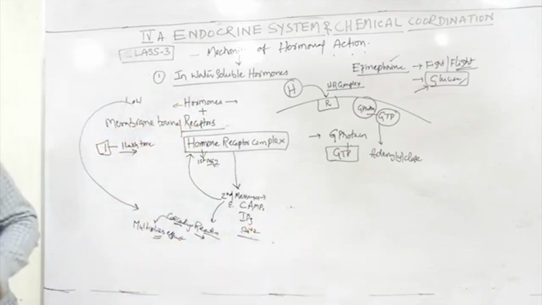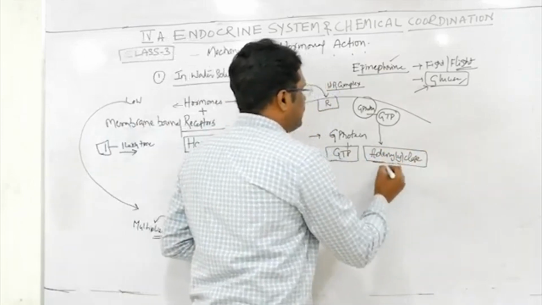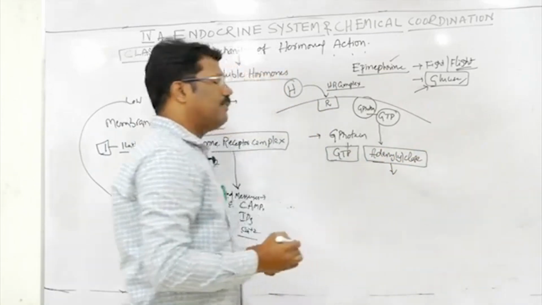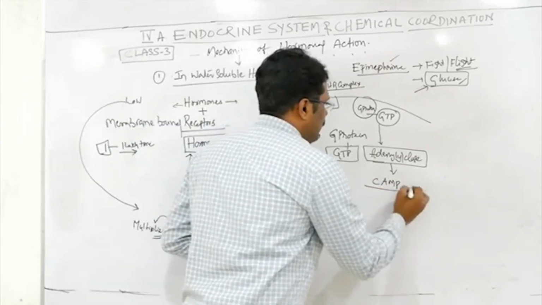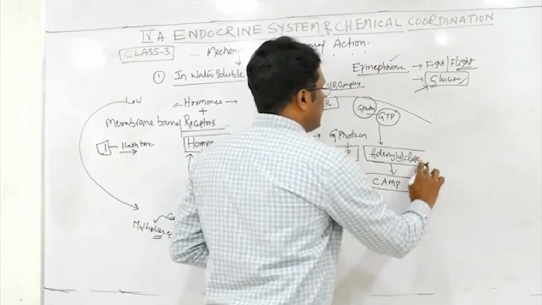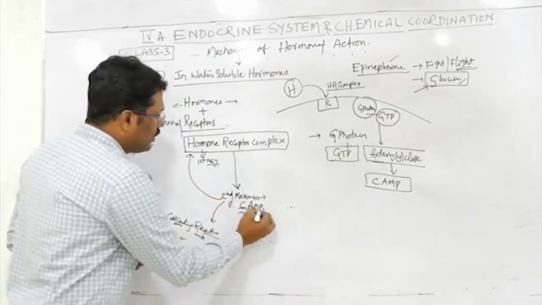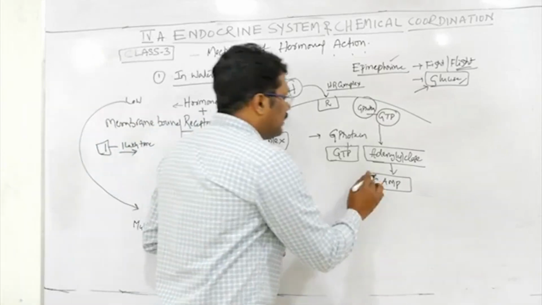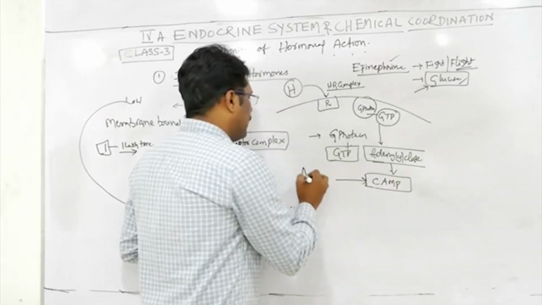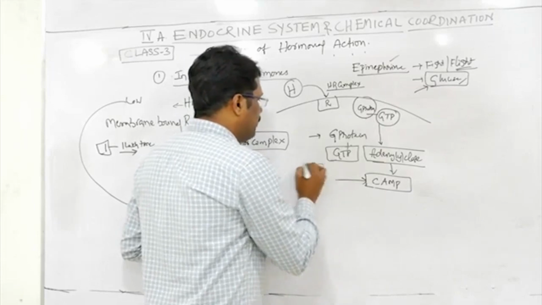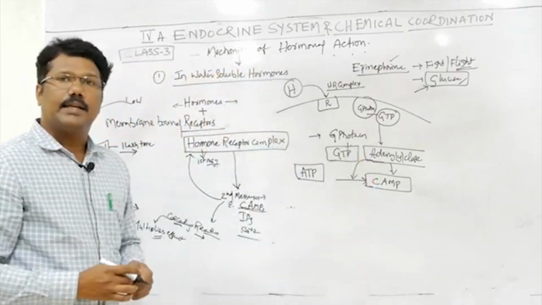Adenylyl cyclase is the enzyme that facilitates the formation of cyclic AMP, which is called the second messenger. And cyclic AMP is formed from the ATP. So, ATP is converted into cyclic AMP because of the action of adenylyl cyclase.